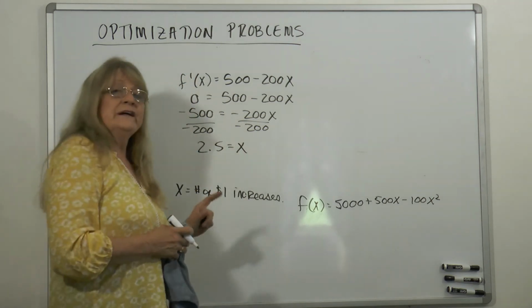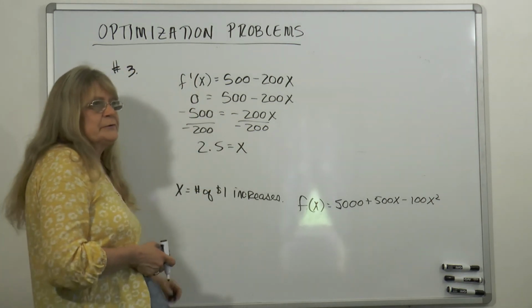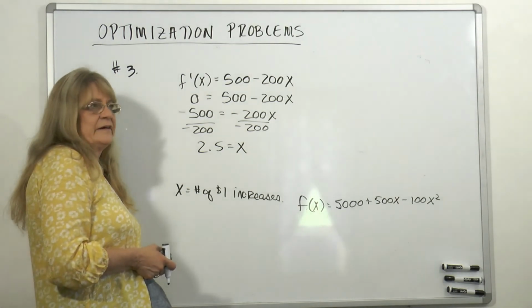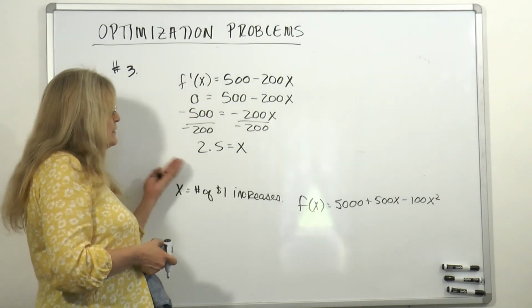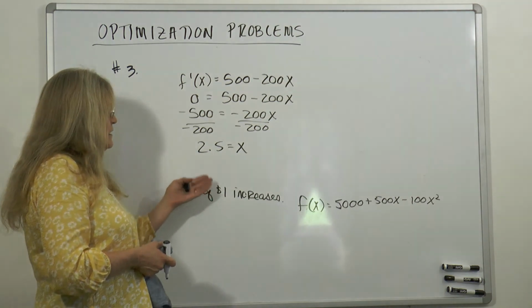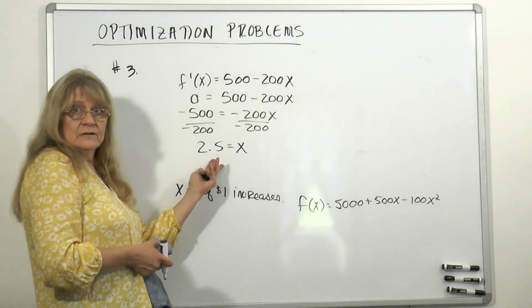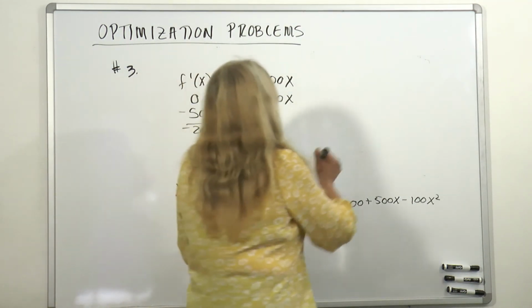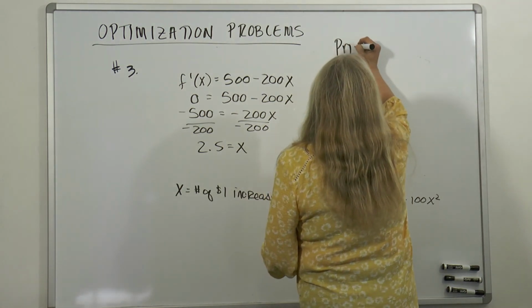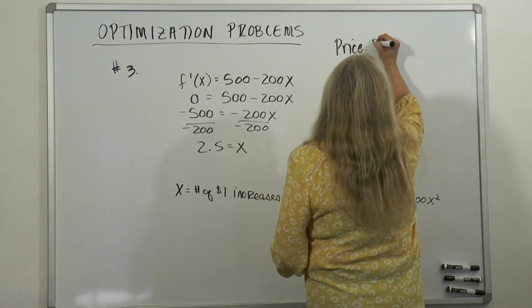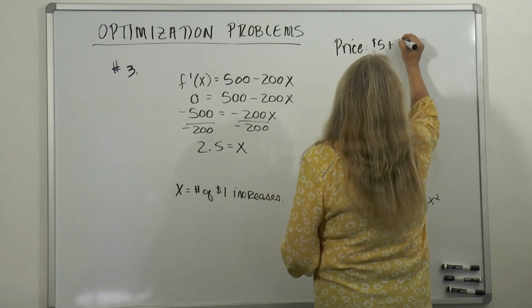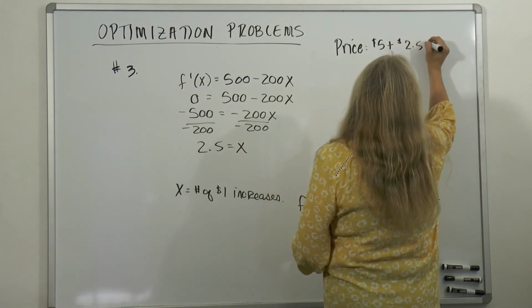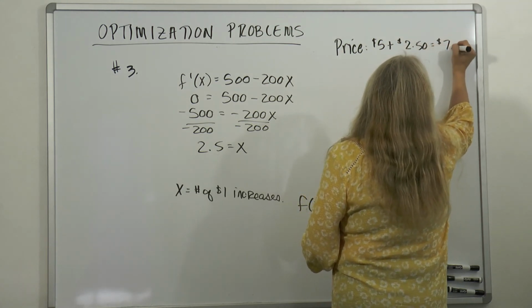Okay, now, when we had 2.5 in the first problem, we were dealing with people. You weren't going to have a partial person. Now we're dealing with money. So you can have 2.5. So the price should be $5 plus $2.50. So you should charge $7.50.